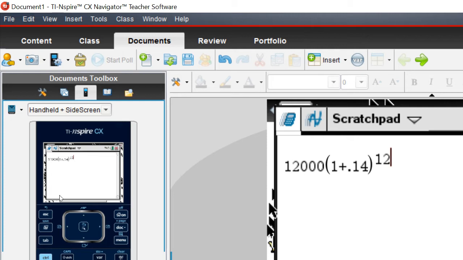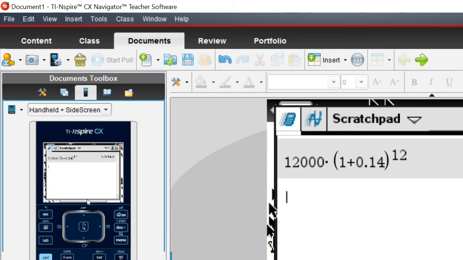There's our value. Now the thing about your Inspire that I don't like is that it does some crazy rounding. So what I want you to do is arrow up 1 time, highlight your answer, and hit enter. What happened when I did that?